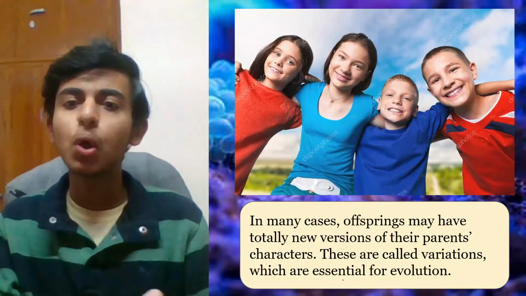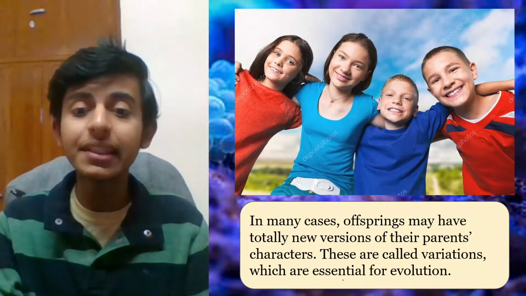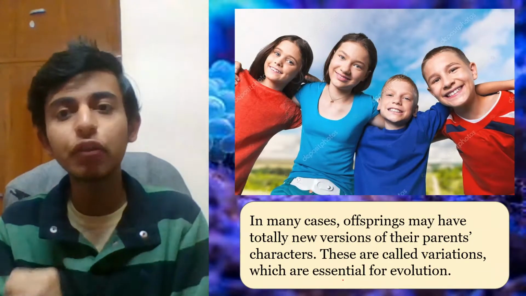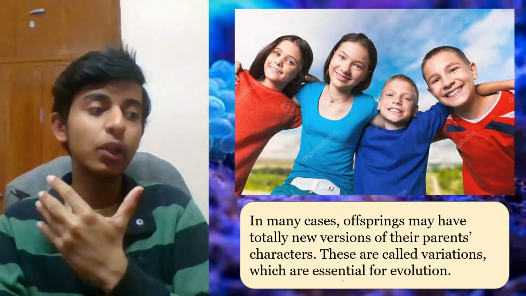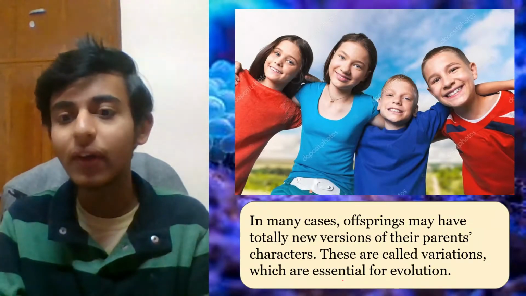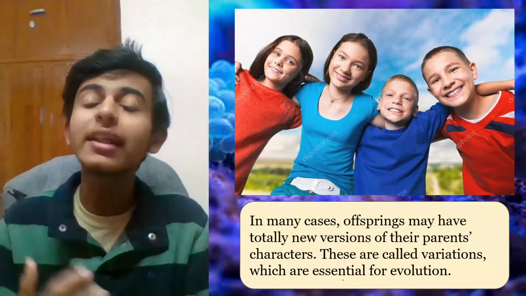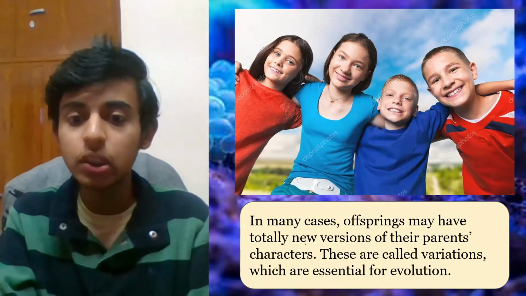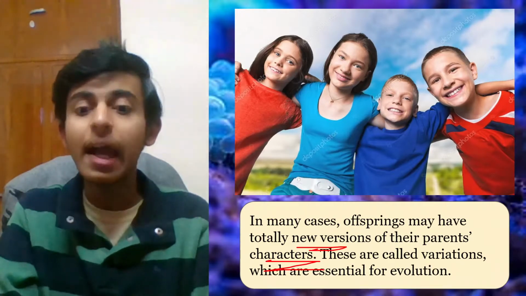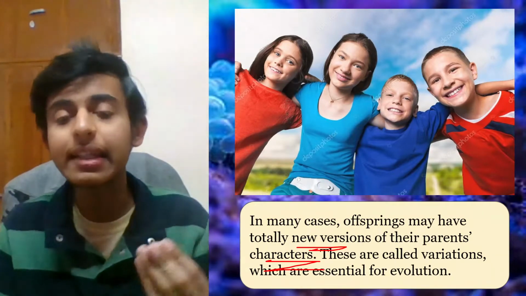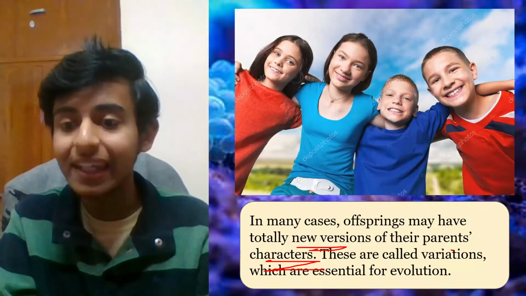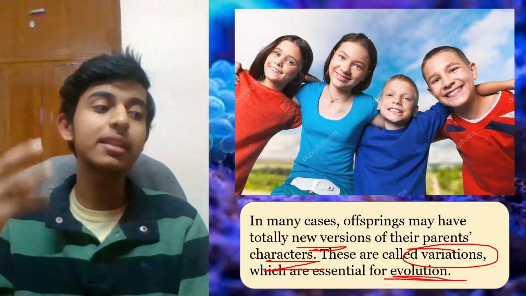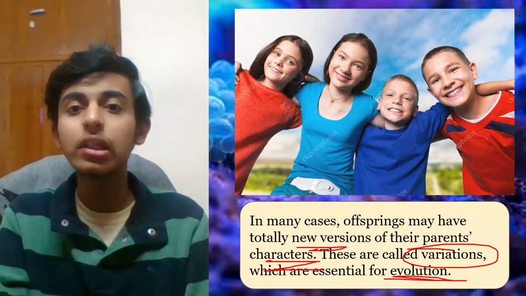Now, talking about the offsprings. In many cases, the offsprings look different from their parents. Even if you see your sibling, you will find that your sibling doesn't look like you, right? There are variations. You might not look like your parents completely because there are some new characteristics. These new versions, new traits, are termed variations, which are essential for evolution. Variation means changes.